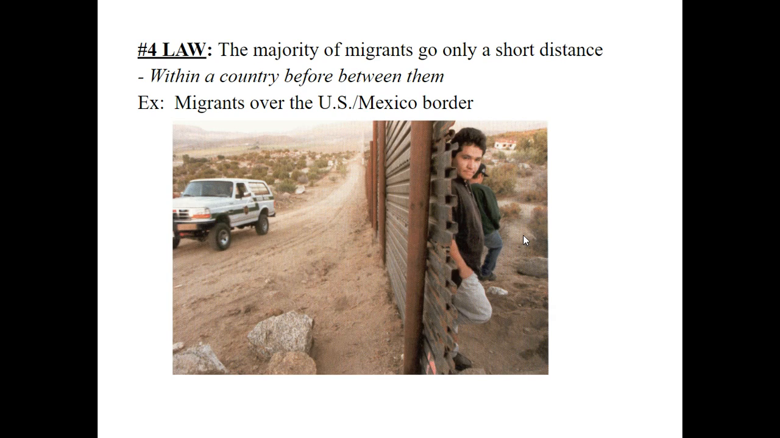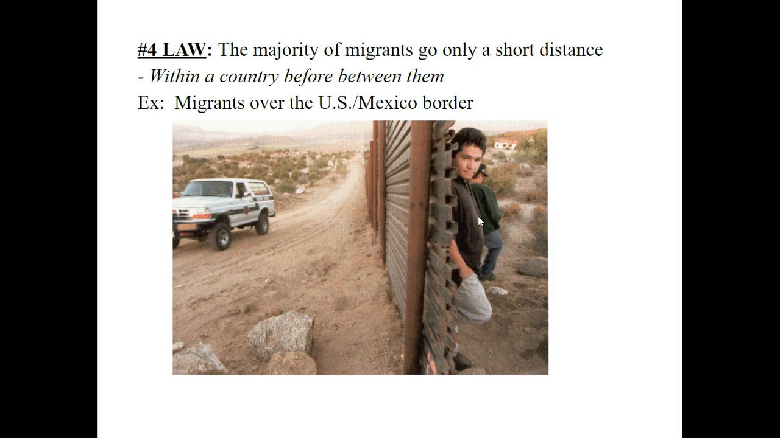Okay. Your fourth law is that usually migrants, people that are moving, only go a short distance, and they usually go in a country before they go to another country. So I always tell students, if I were to lose my job today, I would look for a job in Colorado before I look for a job in New Zealand. So most people who are coming here to the United States have already looked for a job in their community, but they couldn't find one, not even nearby. So that's why they're going a long distance. But usually it's a short distance.